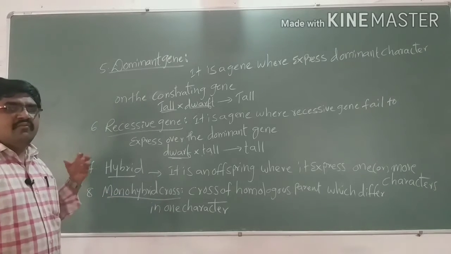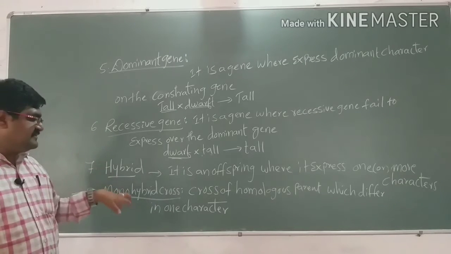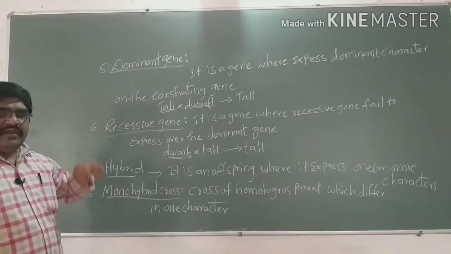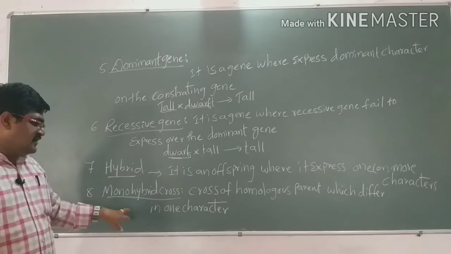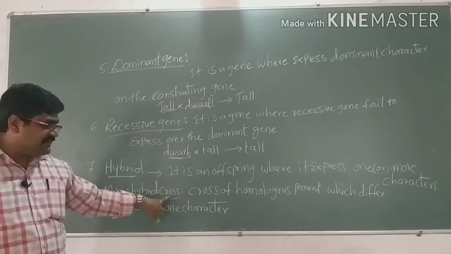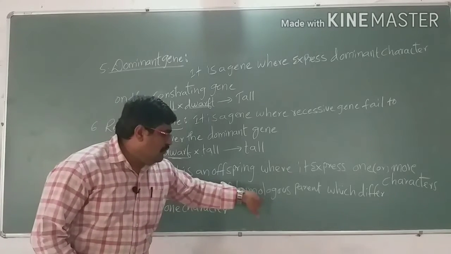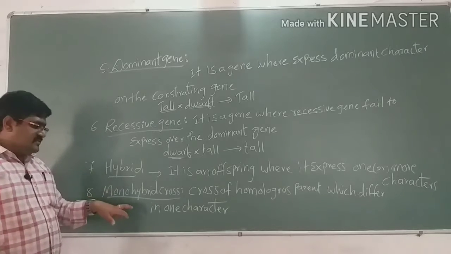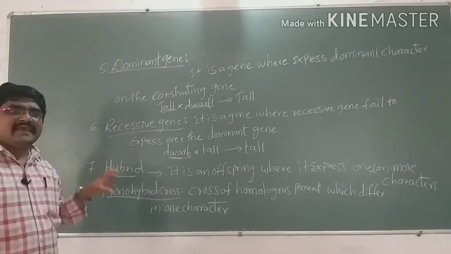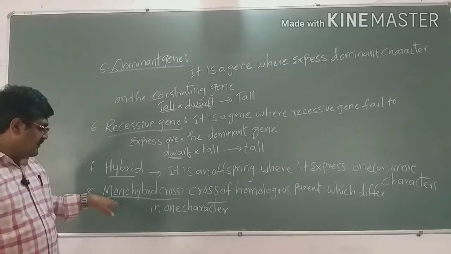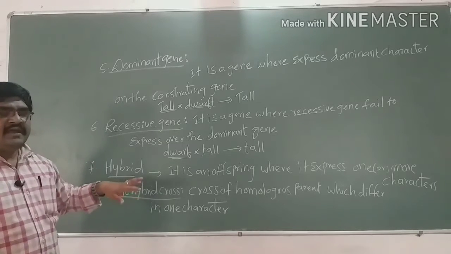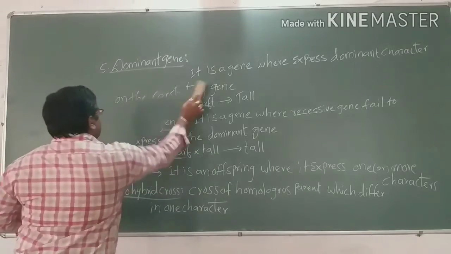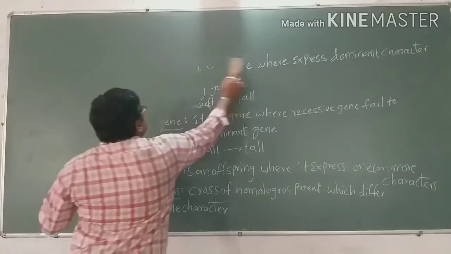Here only one character is produced in the offspring. That is, when two homozygous parents, two homologous parents, are crossed, and the organisms differ in only one character, then we can call it a monohybrid cross. Next, the second one, a dihybrid cross.